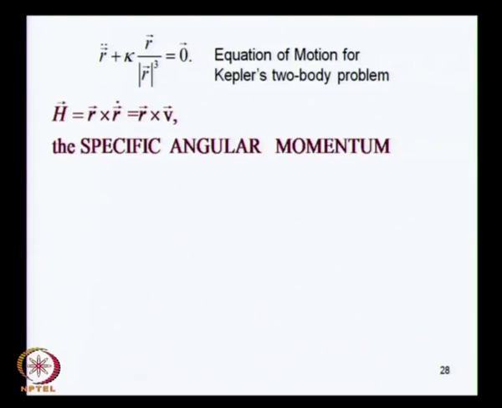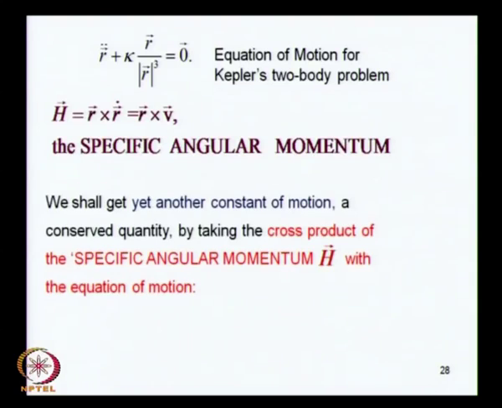Now, we have the specific angular momentum, which is a conserved quantity, and now what we will do is construct the cross product of the specific angular momentum with the equation of motion. Again, we are just playing with the equation of motion. We began with the equation of motion, took its projection on the velocity, and got the conservation of energy. Then we took the cross product with the position vector, and we discovered the conservation of angular momentum.